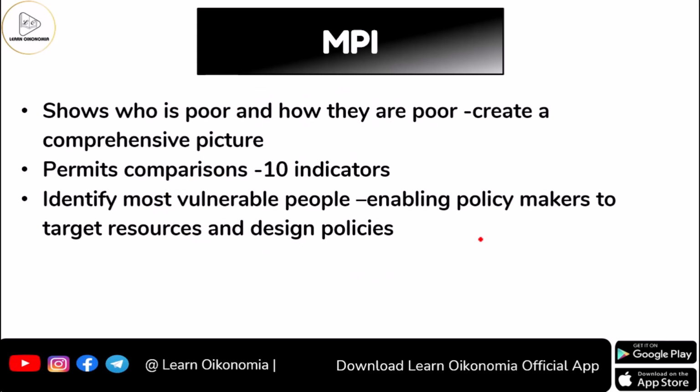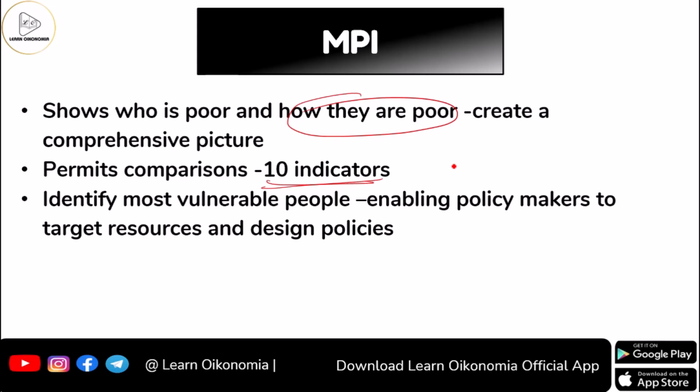So MPI will help us to see which person is poor, and also it will show us how they are poor. Are they poor with respect to sanitation? Are they poor with respect to education? Are they poor with respect to something else? So this is what MPI tells us, and for the very same reason it gives a very comprehensive picture of poverty of a region, poverty of a person, and so on. Also, you can use all the 10 indicators to go for comparisons.